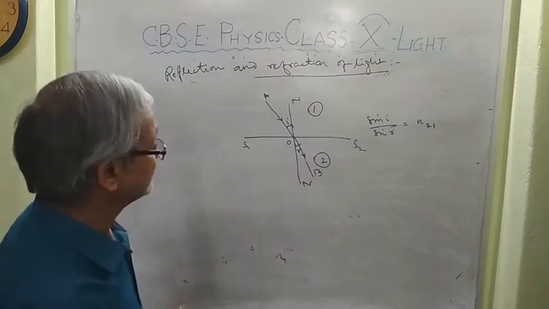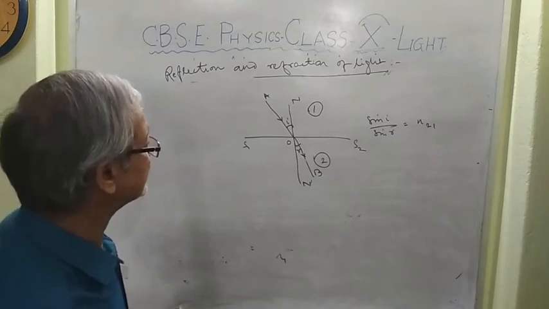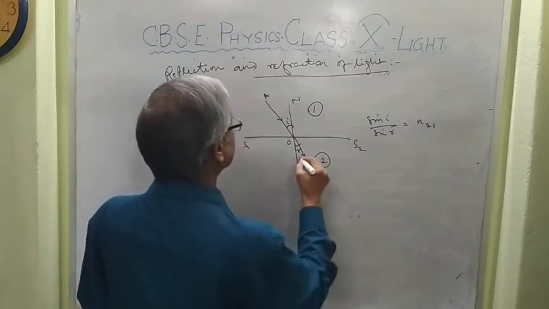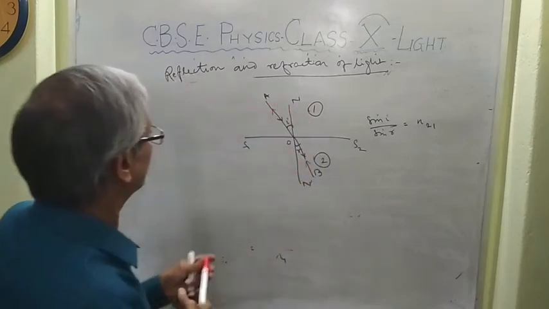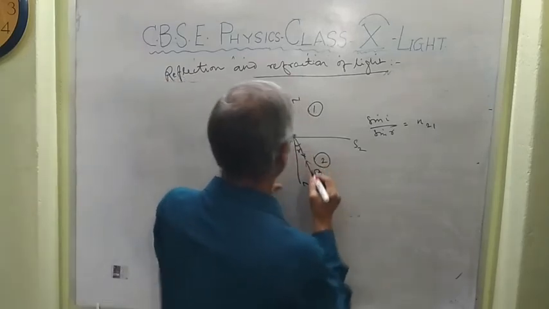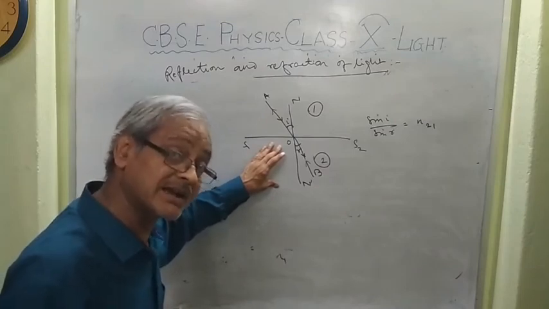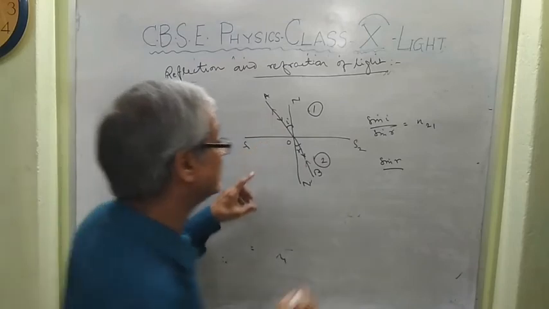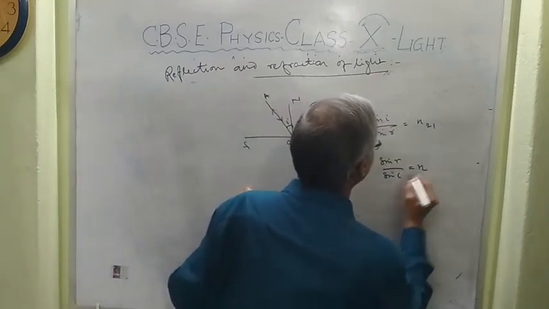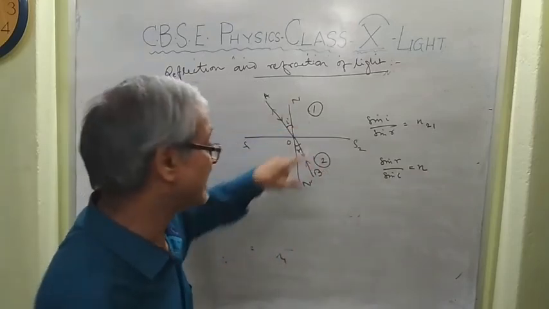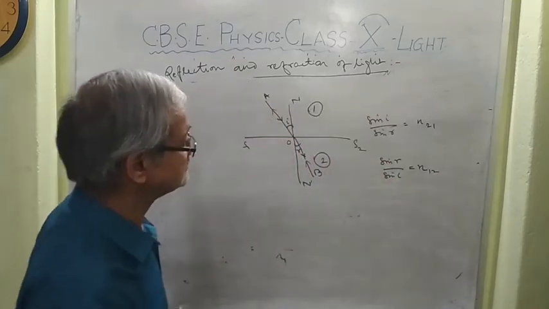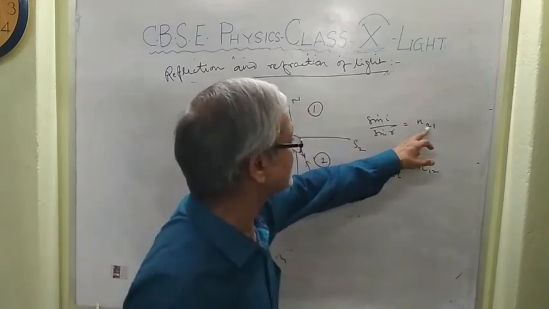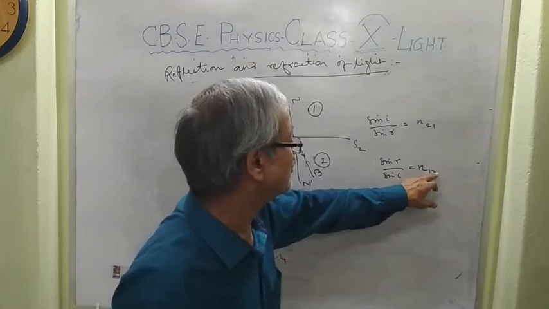But light rays are reversible in path, that is, if a light ray is incident along BO, then it will be refracted along OA. In the second case, the first medium becomes the second medium, and here R becomes the angle of incidence and I becomes the angle of refraction. Sin R by sin I equals N12, the refracted medium. Hence sin I by sin R equals N21, but sin R by sin I equals N12. That is, in the first case, the refractive index of the second medium with respect to the first medium. In the second case, the refractive index of the first medium with respect to the second medium.